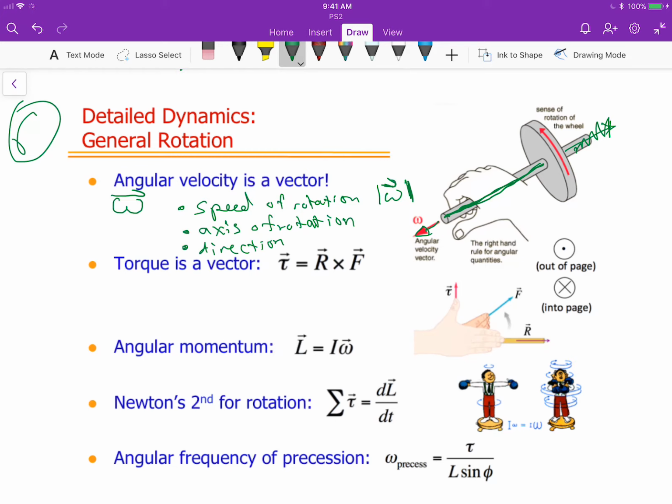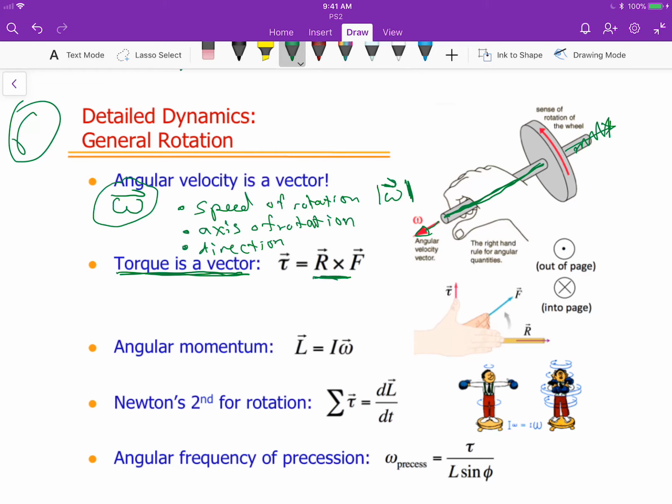And then by making our angular velocity into a vector, or basically taking our angular speed and making it angular velocity, other angular quantities become vectors. So torque becomes a vector too, and we did our right-hand rule to figure out how to take R and F and figure out what the torque is, instead of just using R F sine theta.